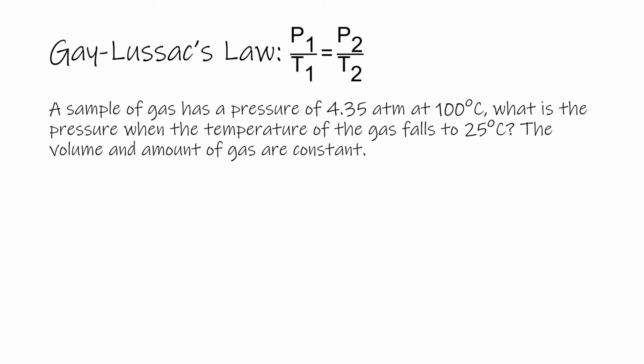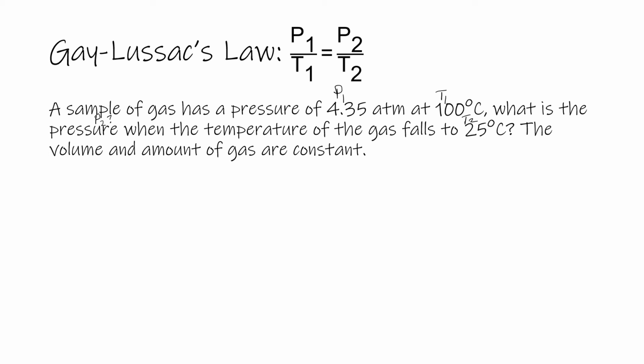Just like before, we're going to assign what each of these things are. It says at the beginning, pressure of 4.35 atmospheres, so we're going to say that's pressure 1. At 100 degrees Celsius, that's temperature 1. We'll make sure to convert that to Kelvin before we plug it in. What is the pressure? This is what we are looking for, pressure 2. When the gas falls to 25 degrees Celsius, that's our T2, and we'll convert that to Kelvin.